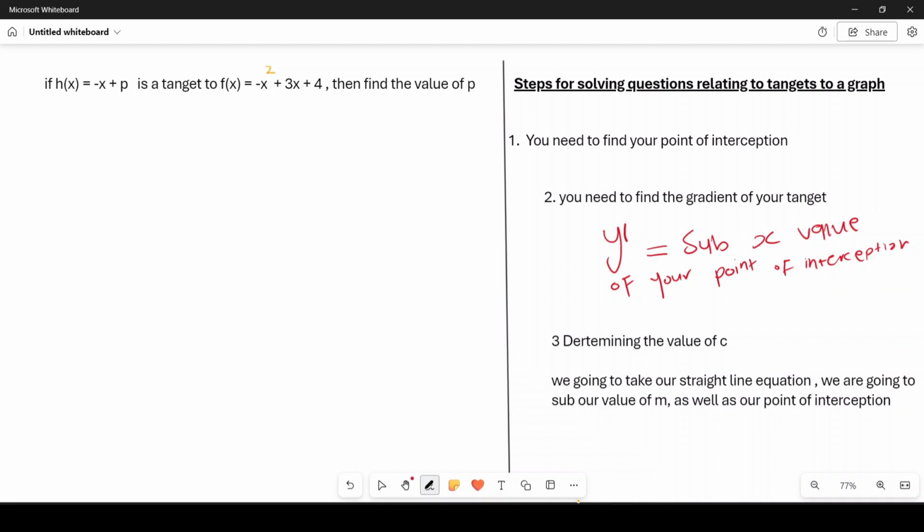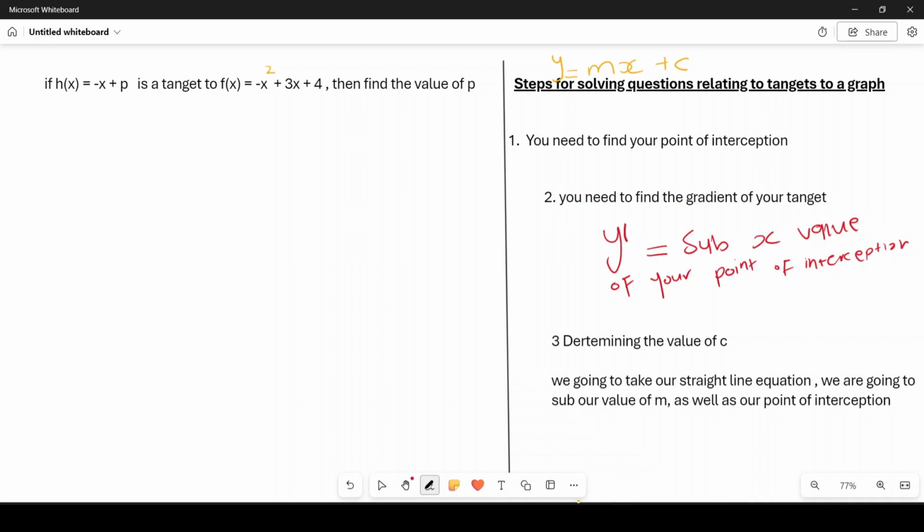If h of x is a tangent, remember, what is the equation of your tangent? Your equation of a tangent is in the form of y equals mx plus c. Now, your gradient is whatever value is attached to your x. And here you can see that negative 1, which is invisible, is attached to our x. So we know that the gradient of this line h of x is negative 1.